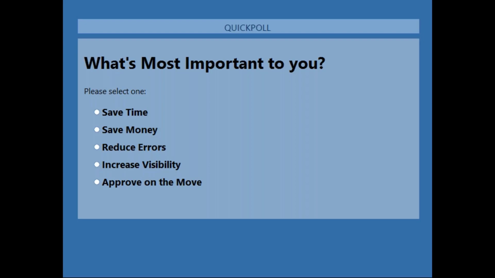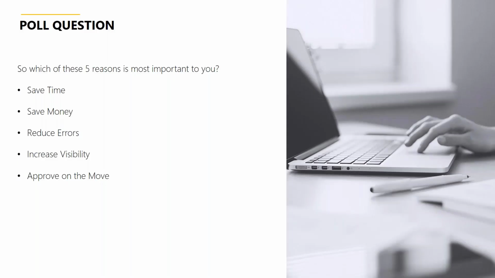Okay, so votes are all in, and looking at this, there we go, a nice split between saving time and visibility, and 20% looking at reducing errors within the AP finance function. So nice to see that 3 of the 5 have been highlighted there from yourselves on this morning's webinar. As I say, we are going to explore each of these 5 points in more detail shortly.